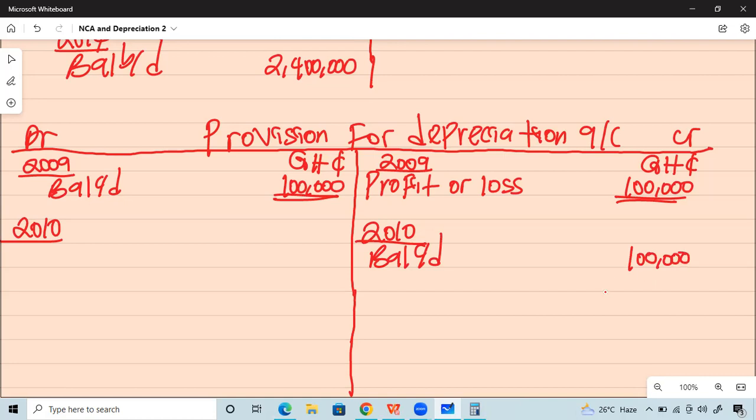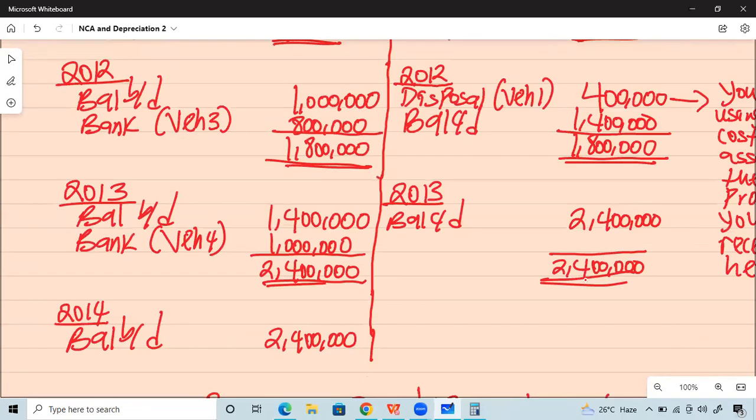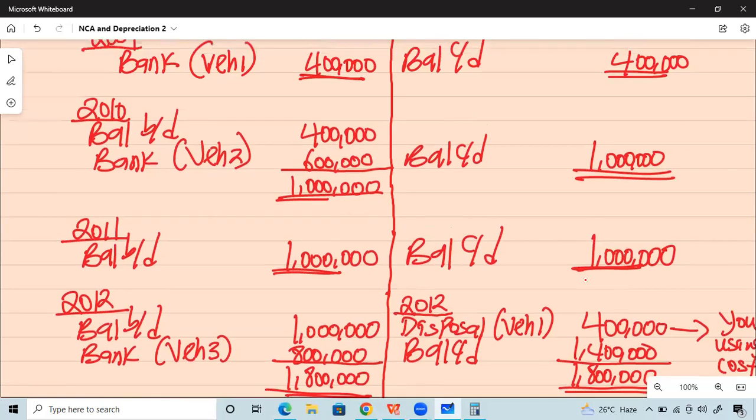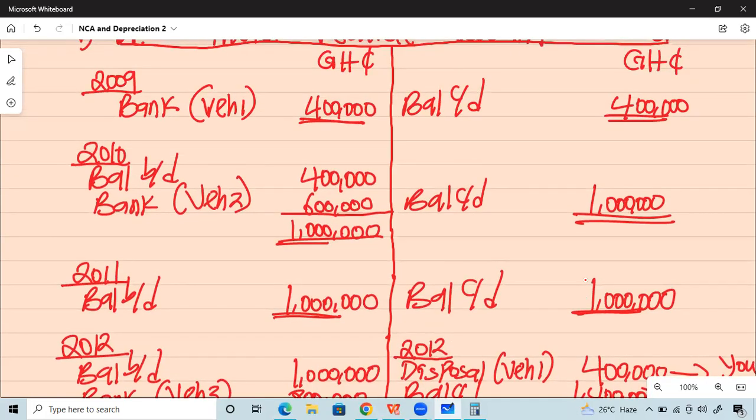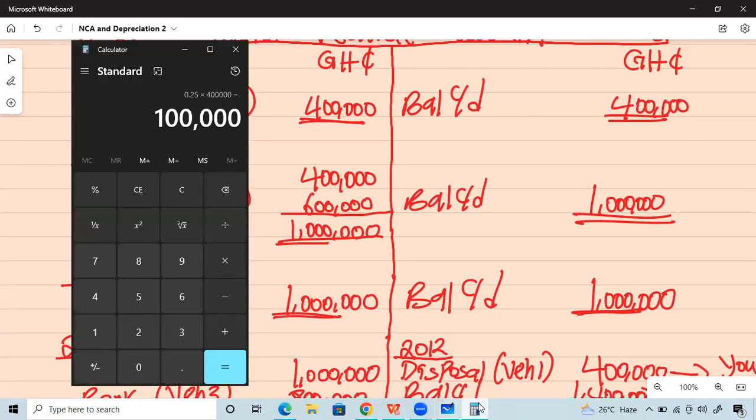Now, the next thing that you're going to do: what is the value of your asset in 2010? In 2010 now, you have 1 million. It's still at the same rate, 0.25, that is 25%. Then multiply with the value of the asset that you have. That is 1 million. Then you have 250. That will be your depreciation.